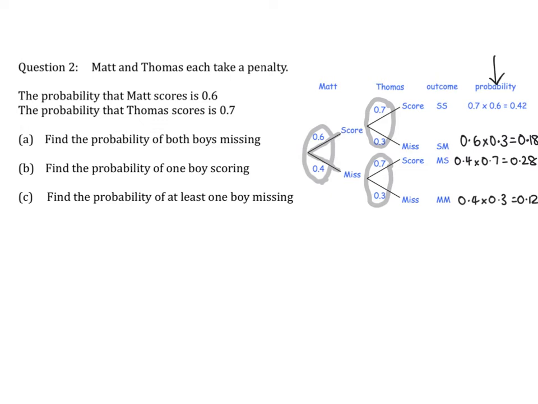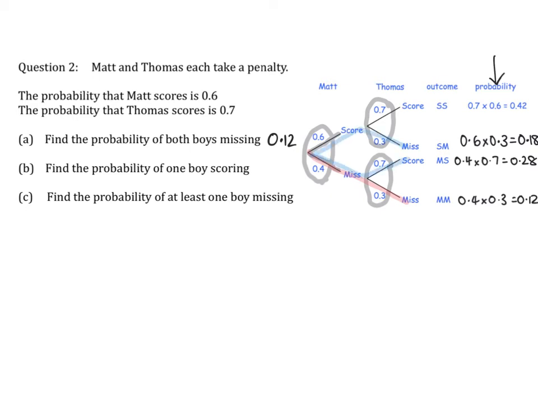Let's try and answer A. What's the probability of both boys missing? That's this pathway here, and that's 0.12. What's the probability of one boy scoring? So that's just one. So that means this pathway and this pathway.